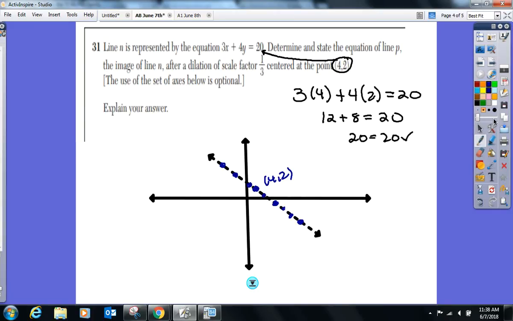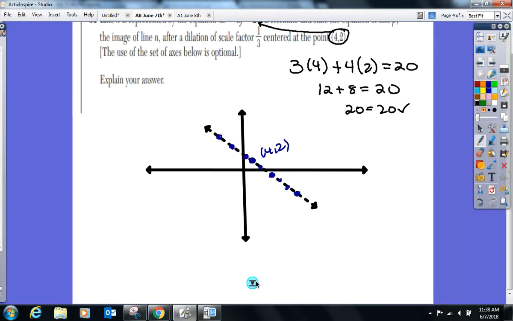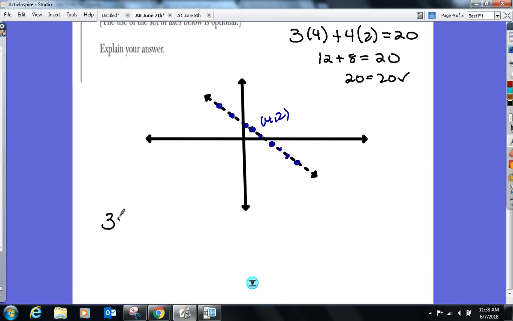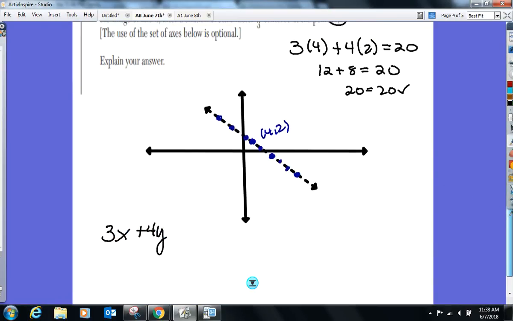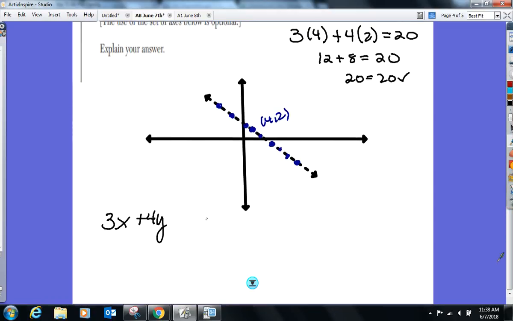So that's why our final answer is 3x plus 4y equals 20. That is the line because 4,2 is on the original line.